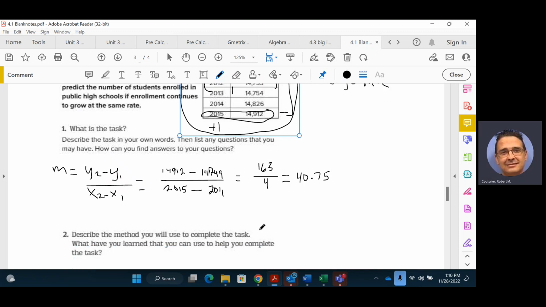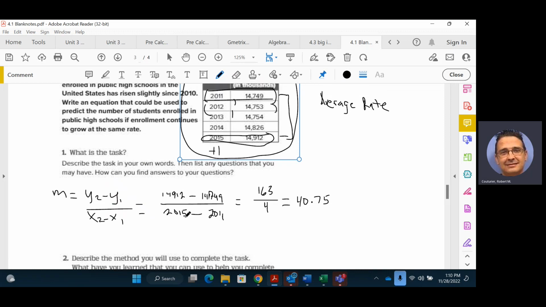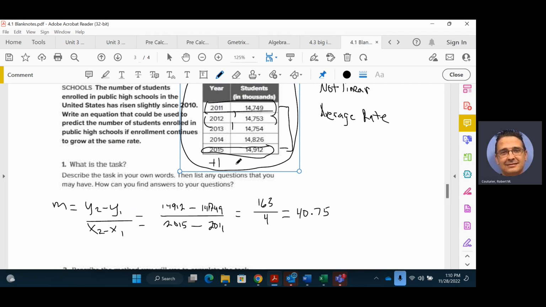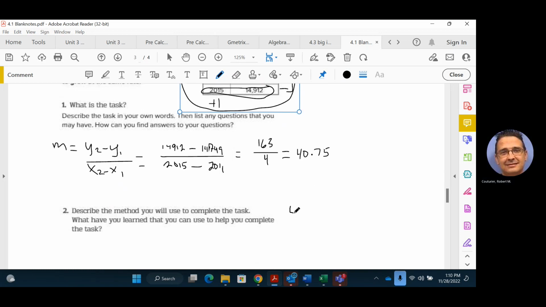Okay. Now we think about this again. We're thinking about writing an equation, y equals mx plus b. So now they want us to describe a method that we're going to use to complete this task. Well, I have a slope, and none of these here are a y-intercept. So the only thing I can do is grab one of these coordinates and find it. So we're looking for y equals mx plus b.